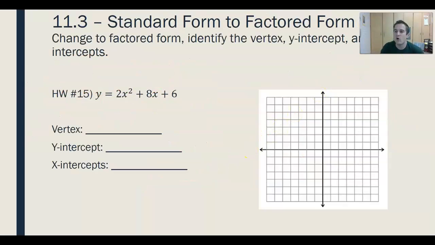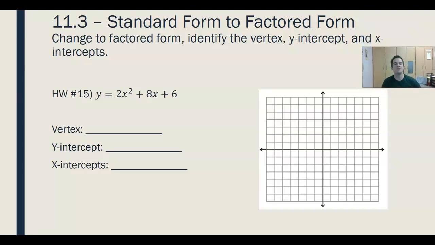Well, what if I don't only want the vertex? What if I want the x-intercepts and the y-intercepts? Because that's a little bit more precise as to what my graph is going to look like. Well, if I want to find that, it's going to be handy to eventually convert my equation from standard form to factored form. So first here, I'm going to start. Here it asks me to find the vertex. I know how to find the vertex.